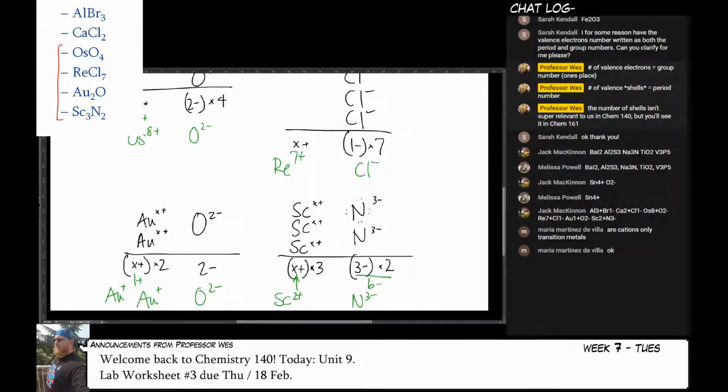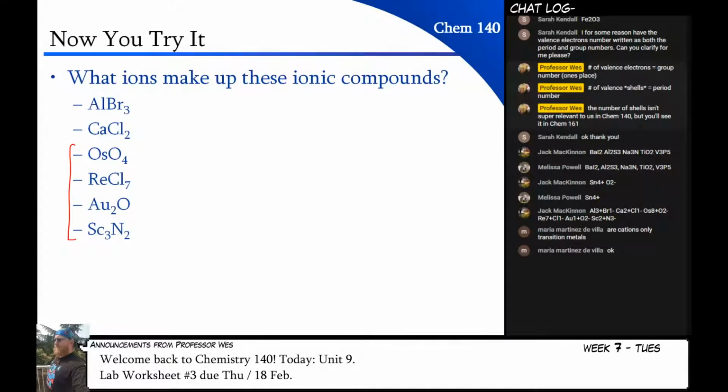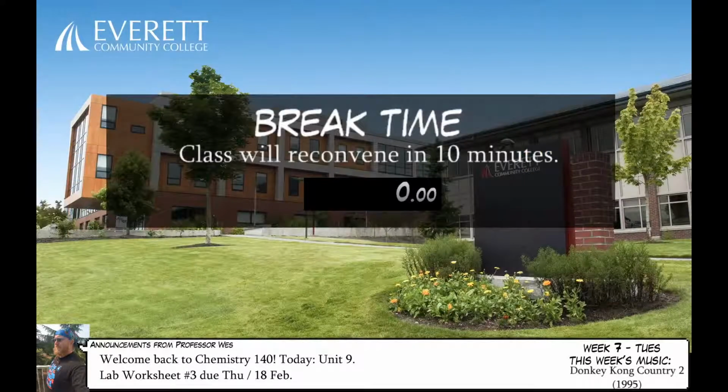All right, that is pretty much it for how we make ionic compounds, I believe. So in the next section, when we come back, we're going to do one last little bit about ionic compounds with those polyatomic ions. Hey, remember those polyatomic ions that I told you to memorize way earlier in the quarter? Yeah, we're getting to that part. So you'll see those when we come back.